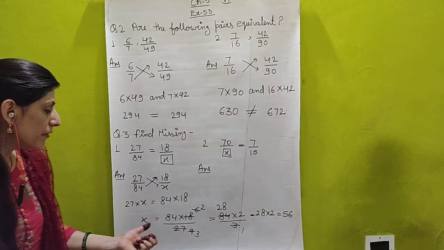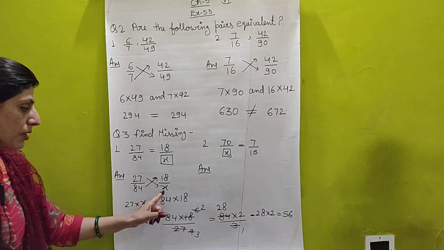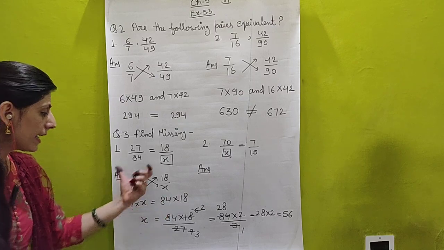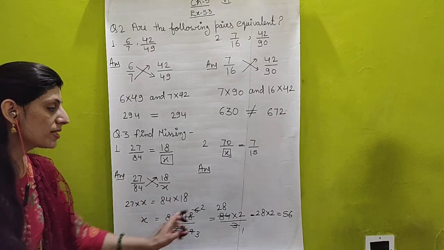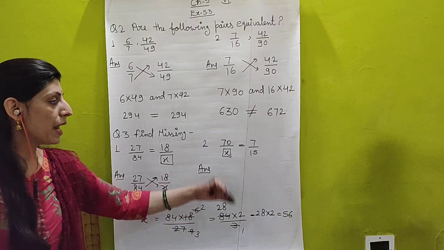For that, what we did: first I put x at the place of the blank, then I did cross multiply and I used the cutting method. Okay students, now the next part.